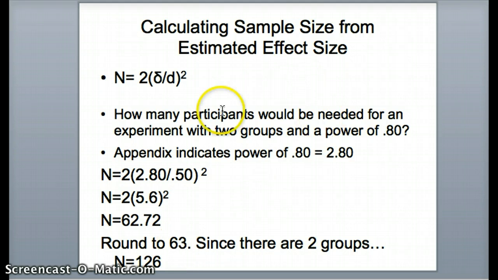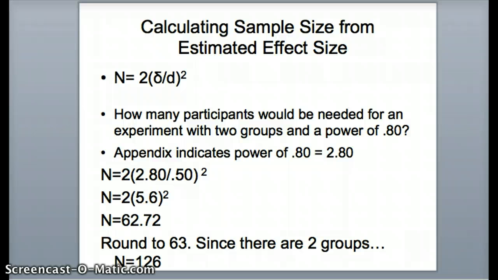But we said we have an experiment with two groups. So since there are two groups, we have to add 63 to 63. 63 would be what you need in one group. You need 63 in the other group. So this would give us an N of 126, or that we need 126 participants in our study with these parameters to be sure we have adequate power to detect a difference if it really is there.